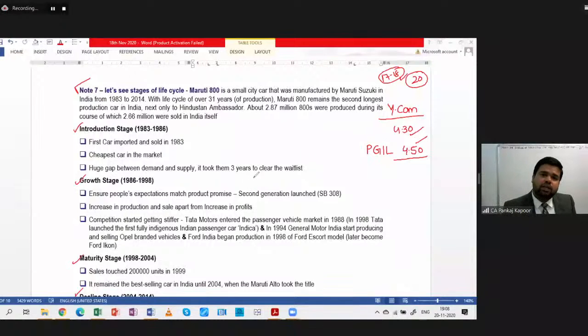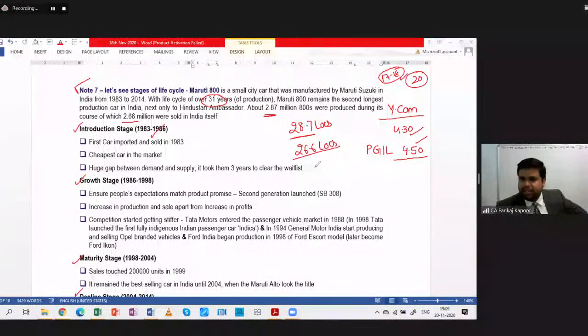But I'll spend a minute here to discuss a few facts regarding this Maruti case study along with you. Maruti started selling the car in the year 1983 in India. During the 31 years up till 2014, they produced or imported in totality 2.87 million, around 28.7 lakh cars, out of which 2.66 million, meaning 26.6 lakh cars, they sold in India only. So Maruti can truly be said to be a car of India.